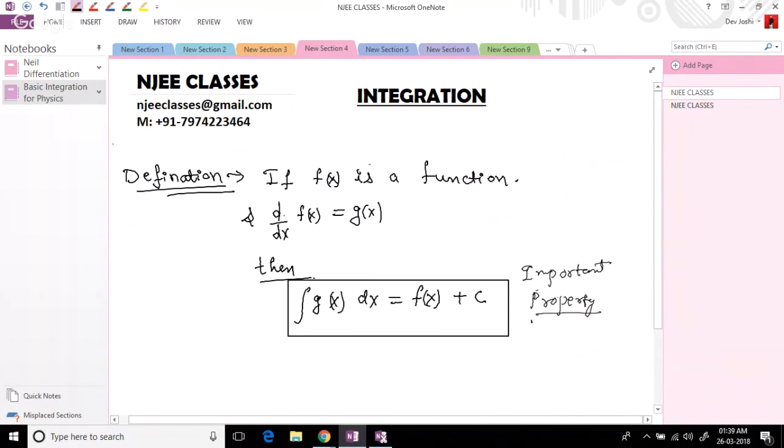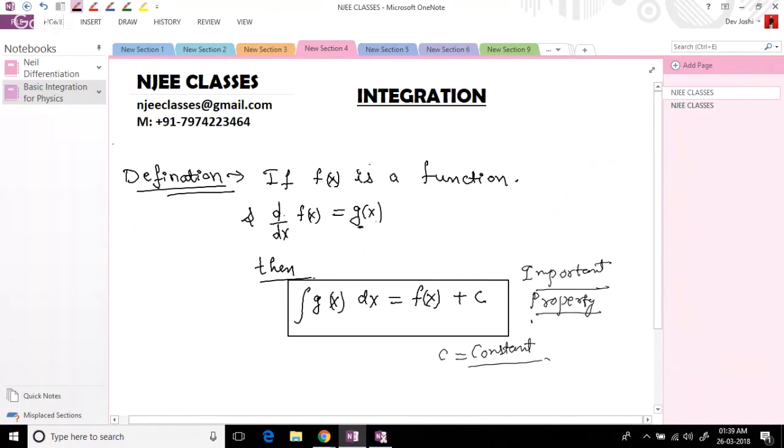What is the property? Once again, if f(x) is a function, then dy/dx of f(x) is equivalent to g(x). Then the integral of g(x) with respect to x is going to be equal to the function f(x) itself, plus c, where c is a constant. We will come to know later on why this constant is there. First of all, you should remember this property: the integral of the differentiation of a function is equal to the function itself.